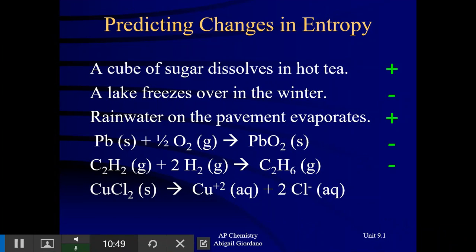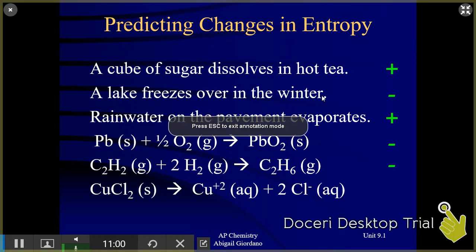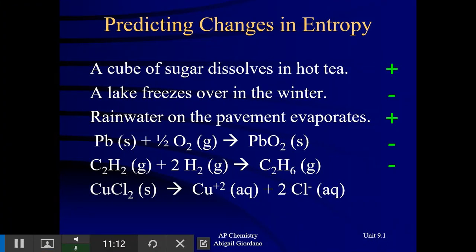Okay, last one. We have solid copper chloride dissolving into its aqueous state. This is essentially writing out the chemical process of this one. This example here is showing an ionic compound dissolving. So think about it. Does the process of dissolving, is that becoming more organized or more disordered? It's becoming more disordered. So it's a positive delta S.